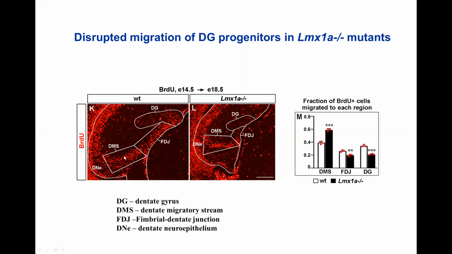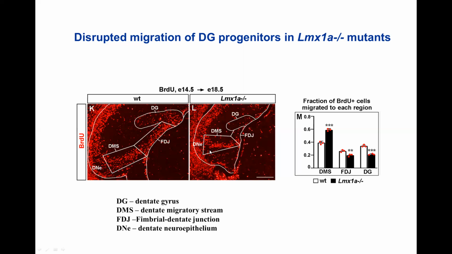So you can see that in wild-type mice, a significant portion of BrdU positive progenitors end up at this point at the dentate migratory stream. Many of them reach FDJ, and some already reach the dentate gyrus.